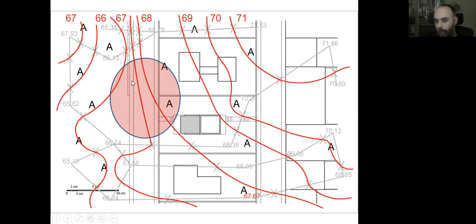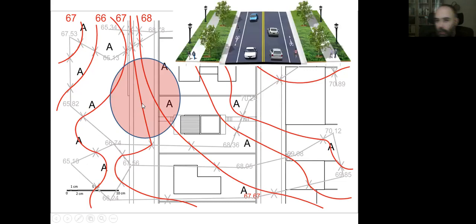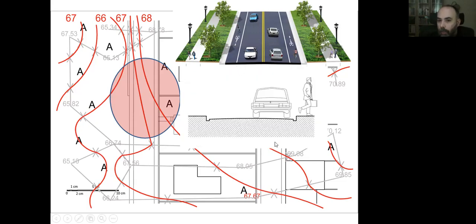This cannot happen. As you can see here, there are 2 meter differences on this road, and it's not correct. There cannot be a difference like this. The road surface should be positioned like that. Otherwise, cars cannot move along.